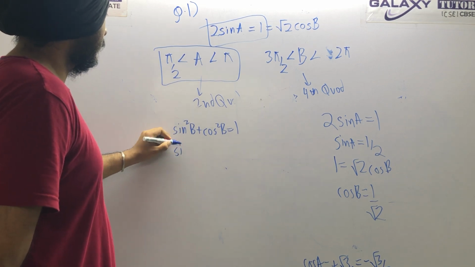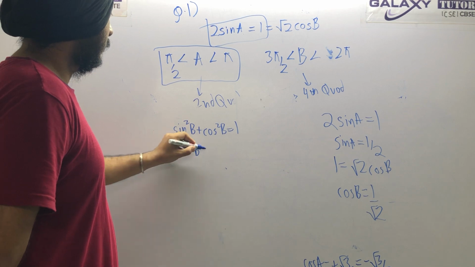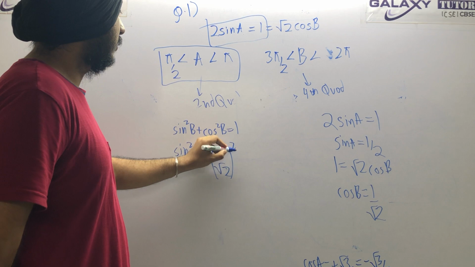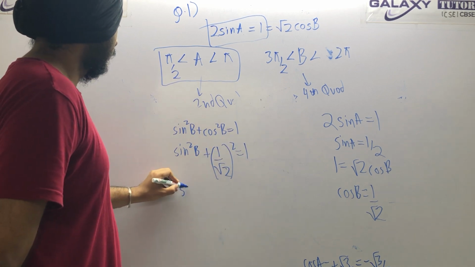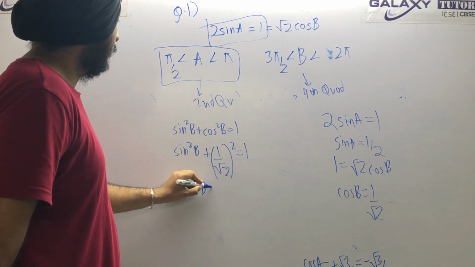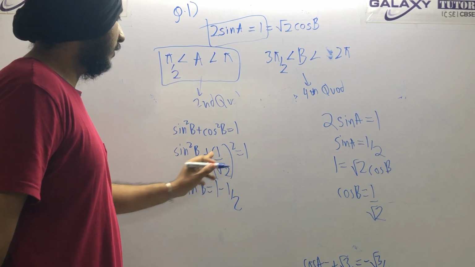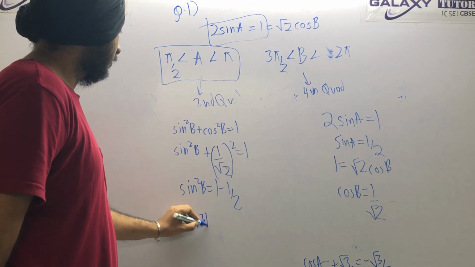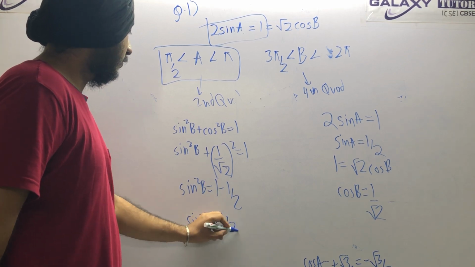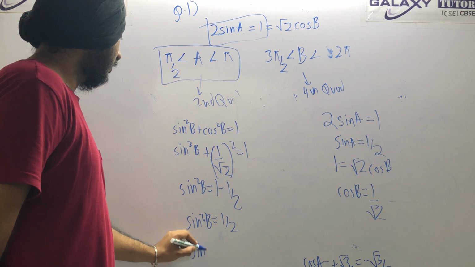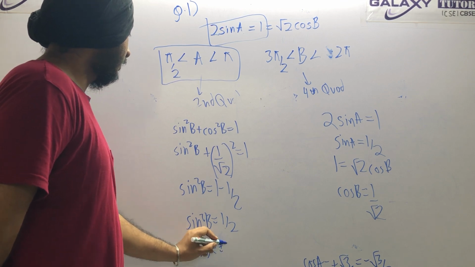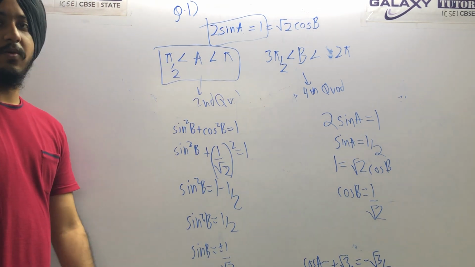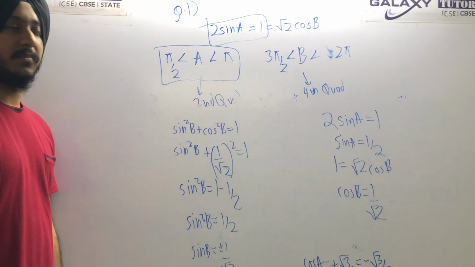So sin square B plus 1 by root 2 whole square is equal to 1. Sin square B is 1 minus 1 by 2. 1 by root 2 square is 1 by 2. Sin square B is 1 by 2. Okay, sin B will be plus minus 1 by root 2. Again two possibilities here: plus 1 by root 2 or minus 1 by root 2.